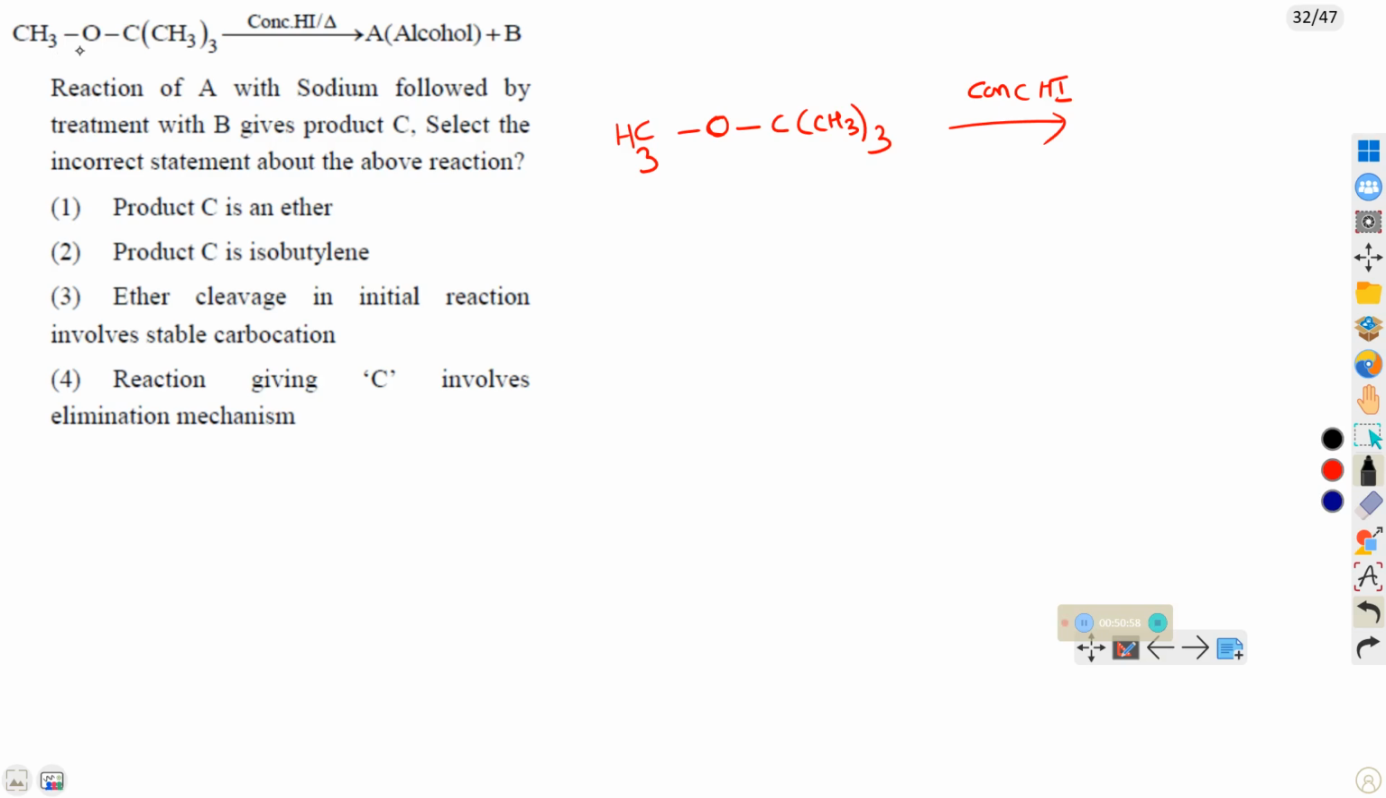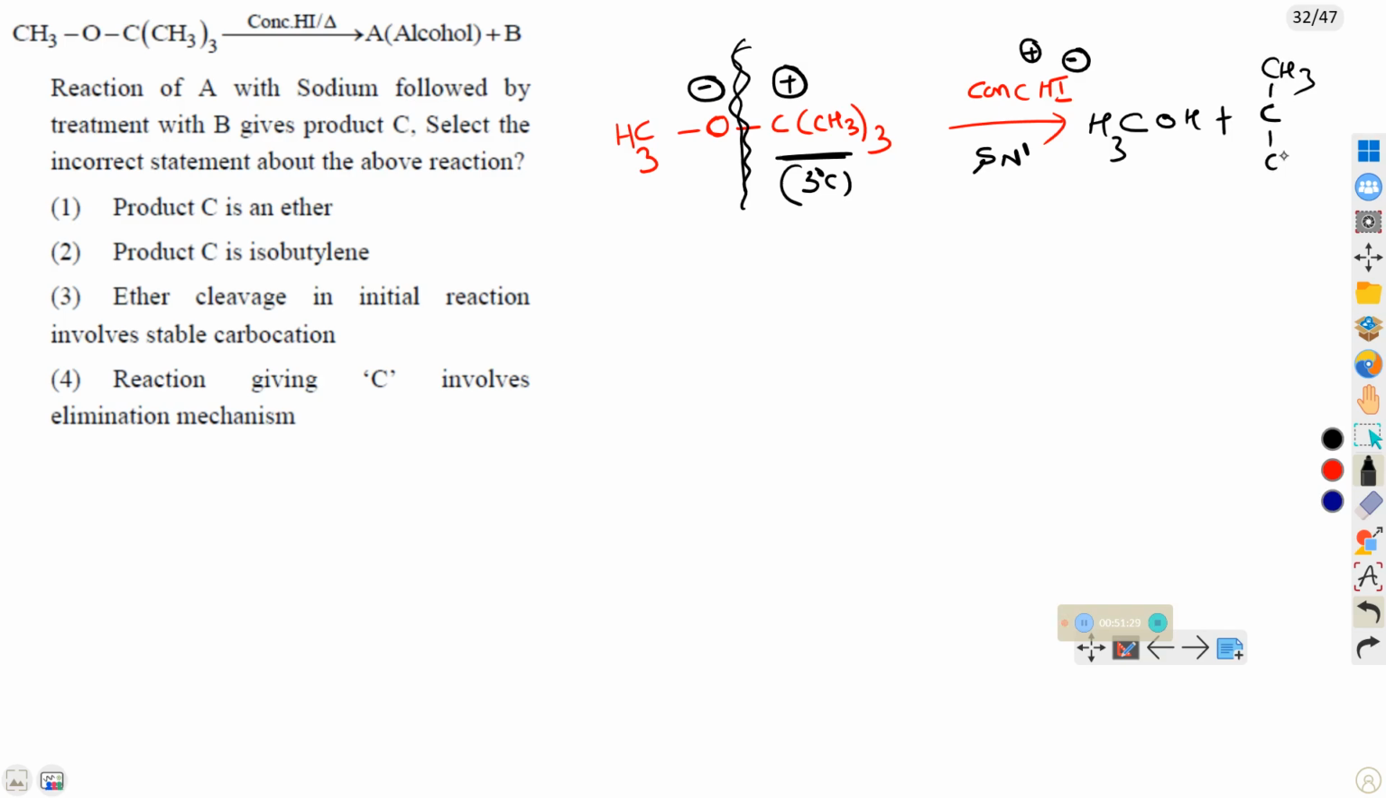So first, complete the reaction. Ether reacts with concentrated HI. Here it is an unsymmetrical ether with a 3-degree carbon. Tertiary carbon follows the SN1 mechanism, so the bond between the 3-degree carbon and oxygen is cleaved. The 3-degree carbon gets a positive charge, oxygen gets a negative charge, with H plus and I minus. Then it gives CH3OH plus (CH3)3C-I.